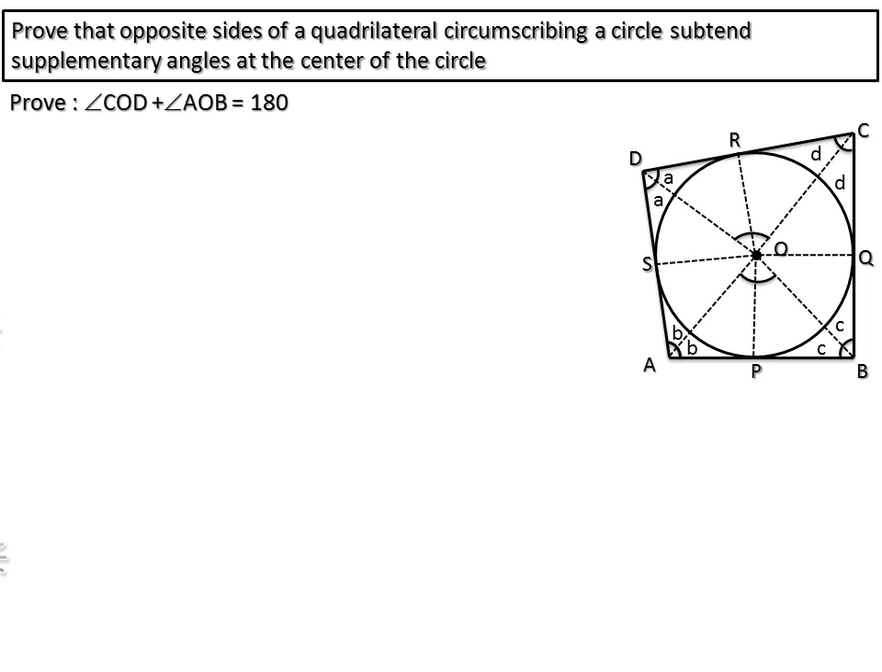Here you have to find out angle COD and angle AOB. Now angle COD is angle ROC plus angle ROD. Similarly, find out angle POB and angle POA. For finding this, you can use congruency of triangles.